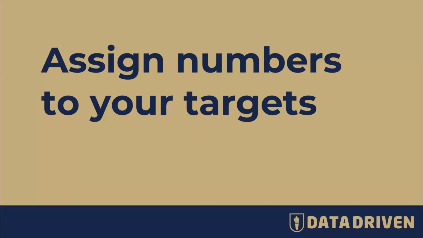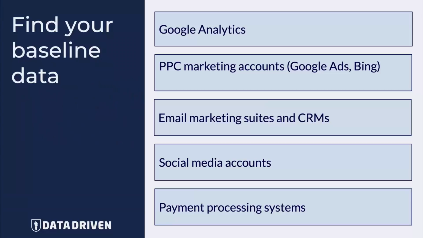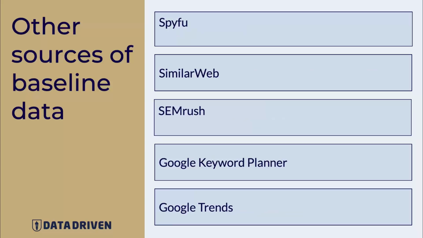The next thing you want to do once you've established your objectives is to assign numbers to your targets. So you want to find your baseline data using the systems you have available, for example, Google Analytics, your PPC marketing accounts, your email marketing suite and your CRM, social media accounts, and even payment processing systems. And if you don't have data available or you're just getting started, you can use third-party tools like SpyFu, SimilarWeb, SEMrush, Google Keyword Planner, and Google Trends to see how your industry is gravitating towards the online space and how they're establishing their marketing objectives, as opposed to looking at your company's past performance because you don't know that performance.